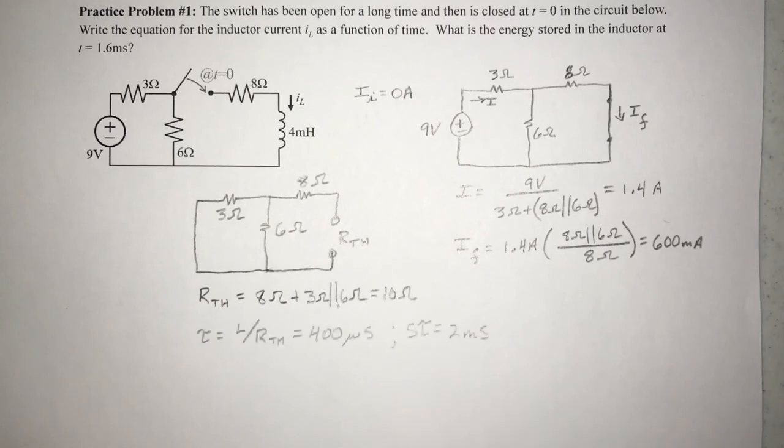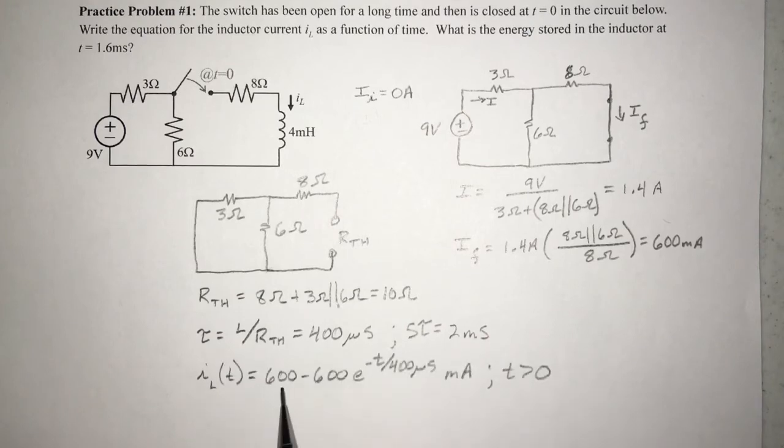Now let's find tau. Tau is equal to 400 microseconds. 5 tau is 2 milliseconds. So the current goes from 0 to 600 milliamps in 2 milliseconds. Now let's plug our values into our equation. IL as a function of time is 600 minus 600 e to the minus t over 400 microseconds, milliamps, for t greater than 0.